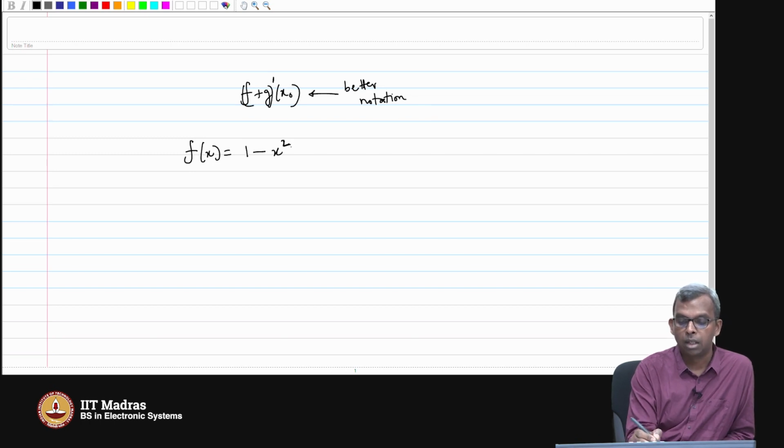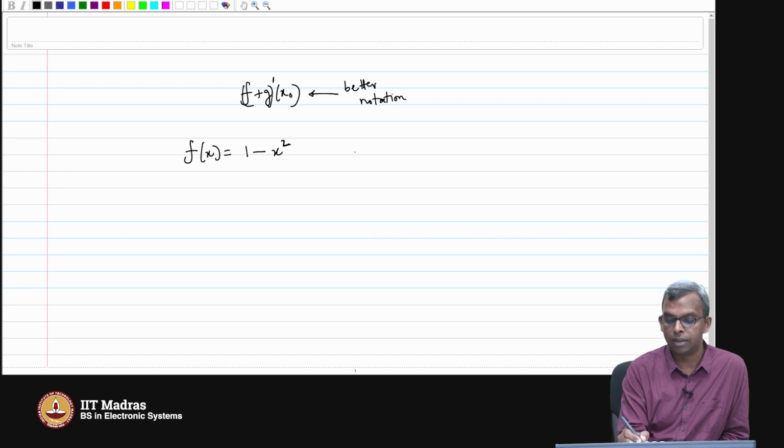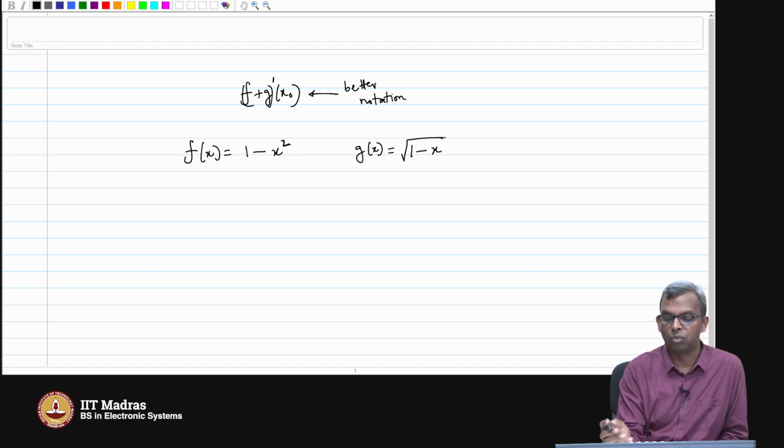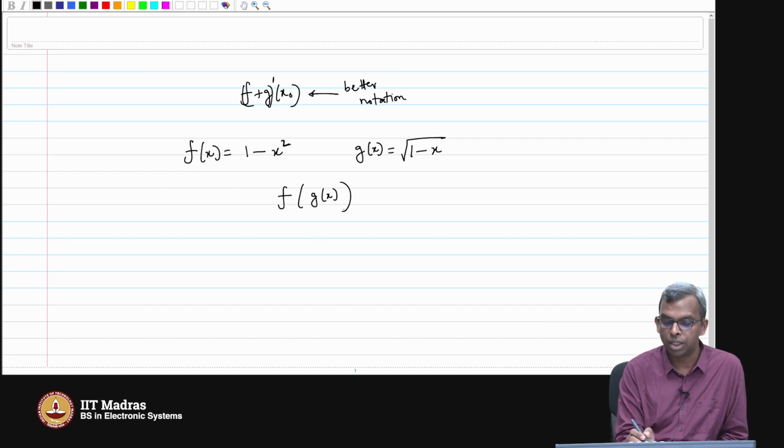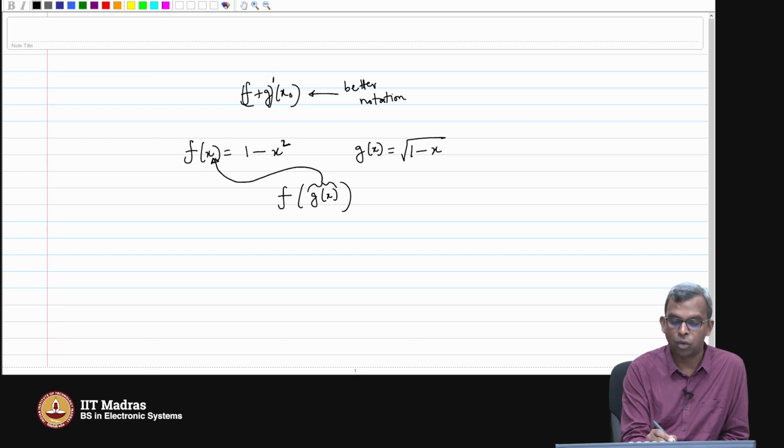So this is a quadratic function, you know what this is. And then I may have a function which is the square root of 1 minus x. Okay, so let's just do this. So two different functions here. What is the meaning of f of g of x? What is this composition? So you take g of x and substitute it as x in this formula.